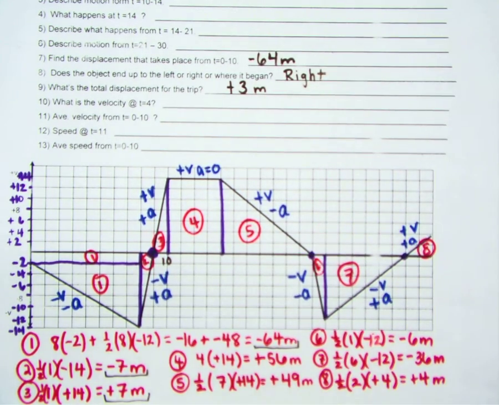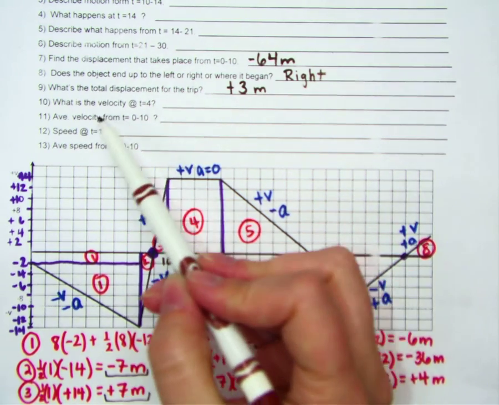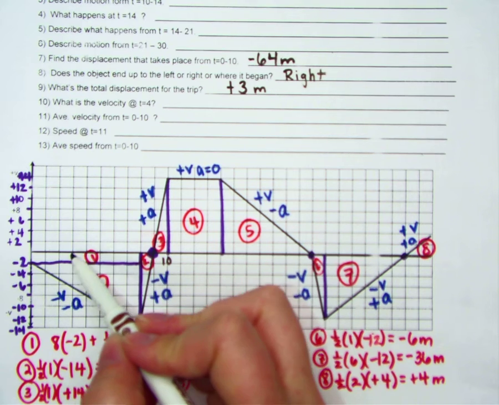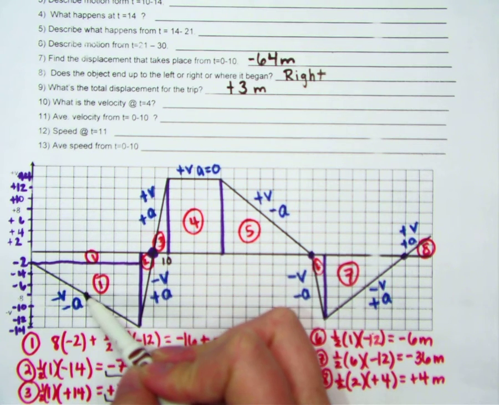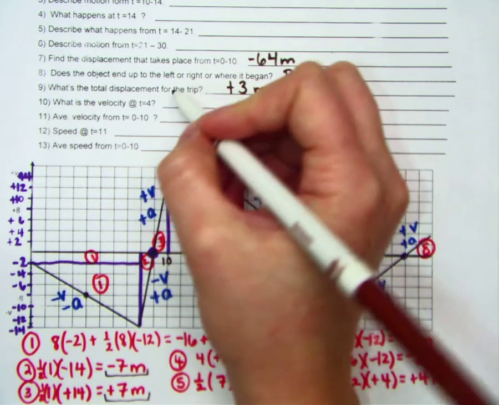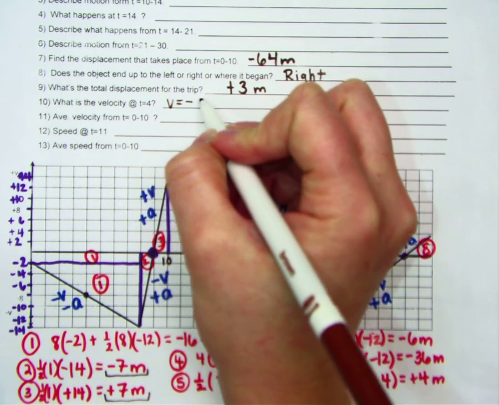Okay? How do I find a velocity at one point? Well, that would be your instantaneous velocity. So this one's asking for the velocity at t equals 4. Find t equals 4. 1, 2, 3, 4. That's right here. So the velocity at t equals 4 is negative 8.